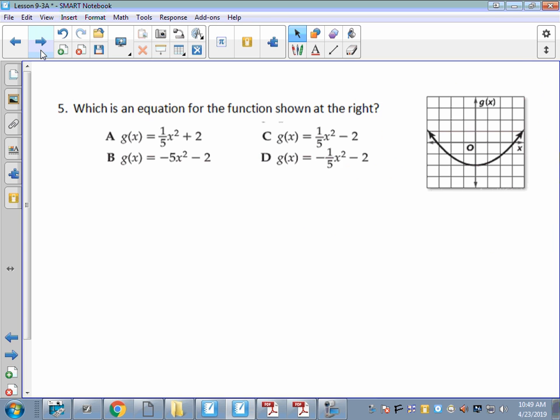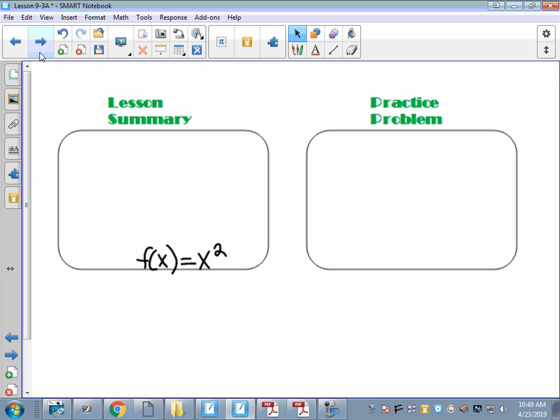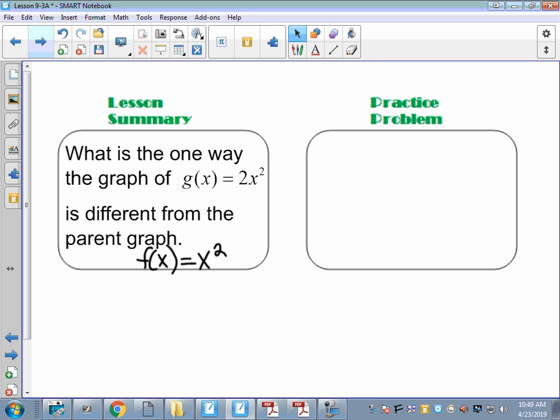Okay, so you can play around with some of these. This is a multiple choice question, which is good for a test, which graph is shown there. And then we get to our lesson summary here and our practice problem. So our lesson summary says, what is the one way the graph of g of x equals 2x squared is different from the parent graph? Remember the parent graph here is f of x equals x squared. So there's only one way it's different. What is it? Based on your notes there.